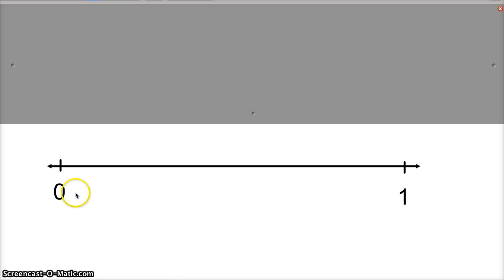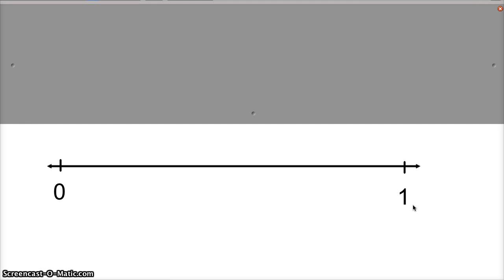All right, here is the concept development for lesson 2. The first thing I want you to do is draw a number line and mark your endpoints as 0 and 1. So here's what I mean by that. There's a number line, endpoints starting with 0, ending at 1.